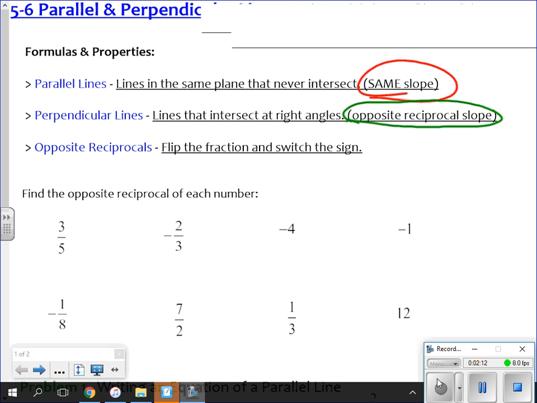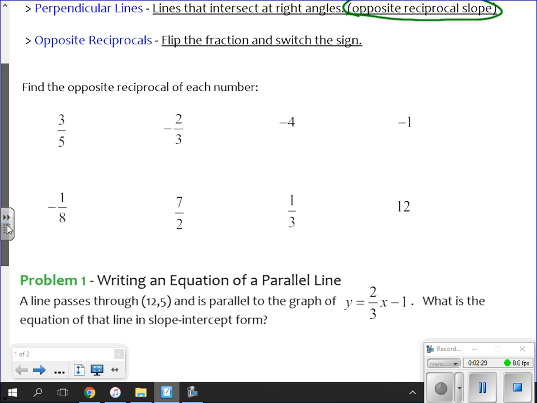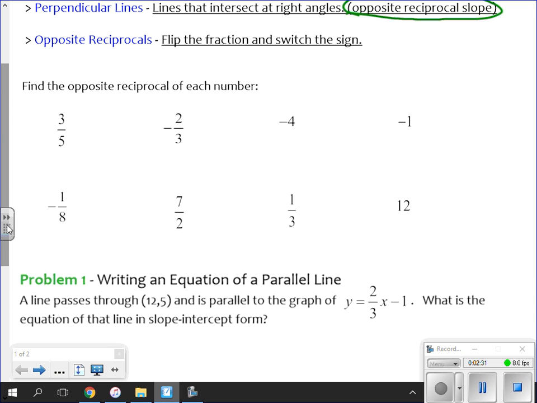So we're going to be doing a lot of work today with y equals mx plus b. So remember, when we're talking about slope, what are we talking about? We're talking about m. So first set of questions we have is find the opposite reciprocal of every number. So the opposite reciprocal of 3/5 is negative 5/3. Opposite reciprocals. Flip it over, change the sign.